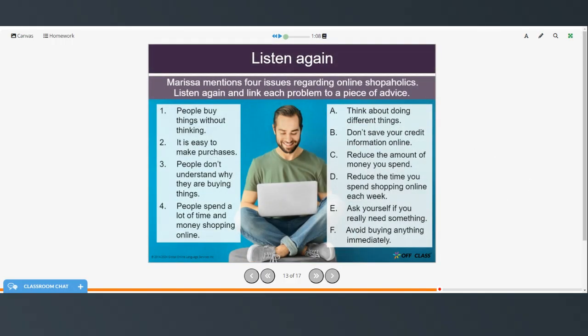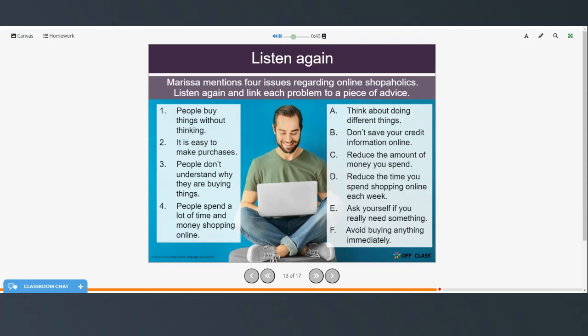Okay, Marissa mentions 4 issues regarding online shopaholics. So listen again and link each problem to a piece of advice. Well, for a start, you should stop and think before you buy something. Ask yourself, do I really need it? Or, can I afford it? Avoid buying anything immediately. Give yourself a cooling off period.